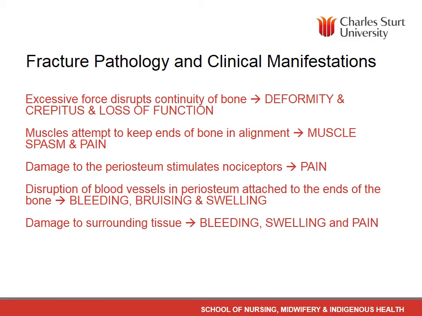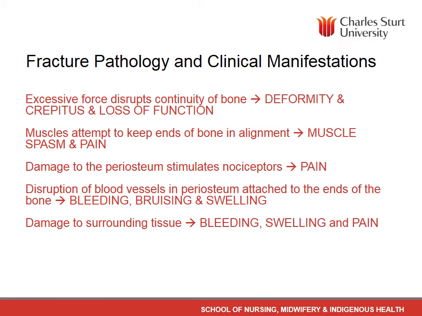Disruption of the blood vessels in the periosteum, which is attached to the ends of bone and around the bone, causes bleeding. It also causes some of the bruising that we see in a particular fracture, and also leads to swelling. You'll remember when we talked about bleeding and hypovolemic shock back in module 2, we can have relative hypovolemia or absolute hypovolemia. So we can have an outward hemorrhage, which we can see and measure, but we can also have bleeding and fluid loss occurring within the tissues, where the blood doesn't actually leave the body, but it has left the circulating blood volume, and therefore will have consequences for the person.